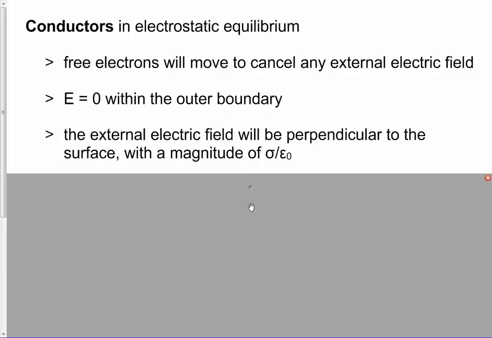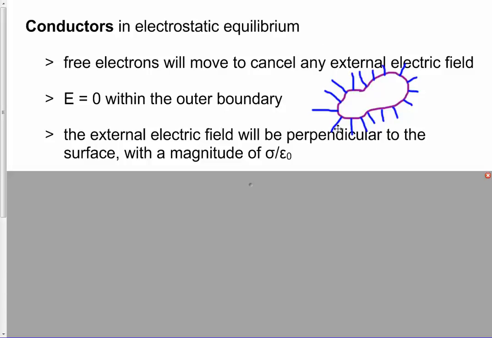Now, there can be and would be an electric field on the outside, and it will go right up to the boundary of the conductor. But then, of course, it stops, and inside the electric field will be zero. And the external electric field will be perpendicular to the surface. And in fact, we can connect the magnitude of the electric field to how much charge is on the outside.